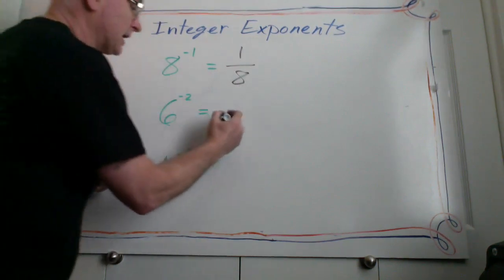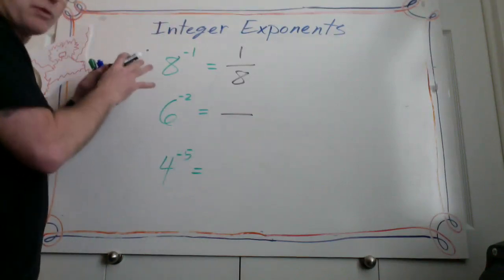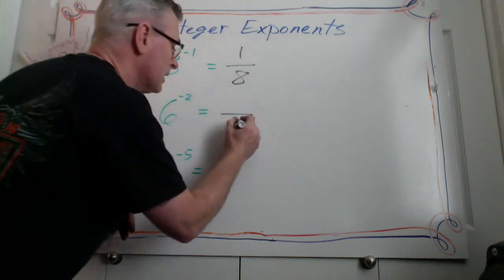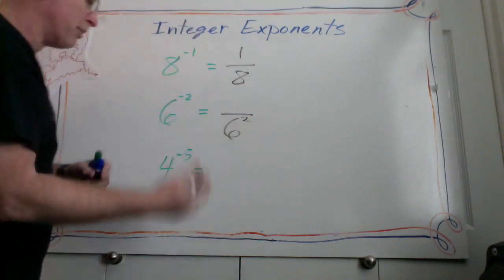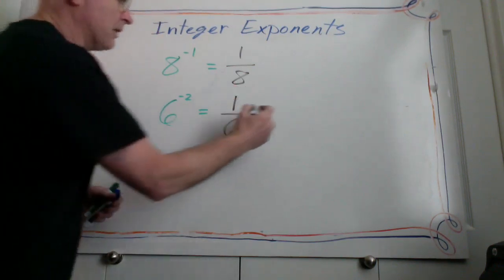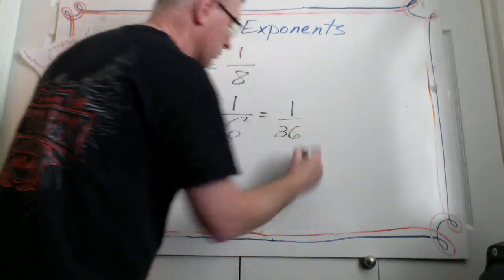6 to the negative second. What am I going to do? Well, it's a negative exponent, so I need to move it to where it's going to be a positive exponent, and then I can do something with it. So the 6 squared goes on the bottom, and then I put a 1 here, and this becomes 6 squared, which is 36.